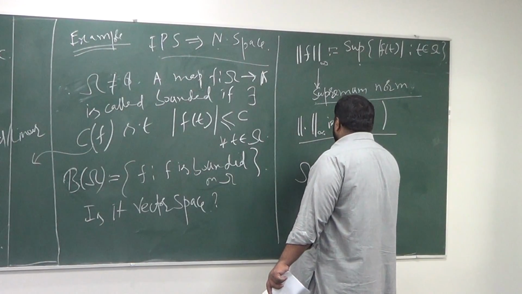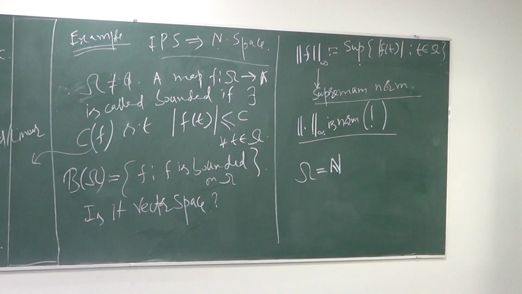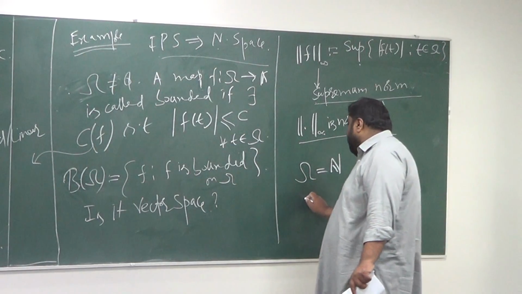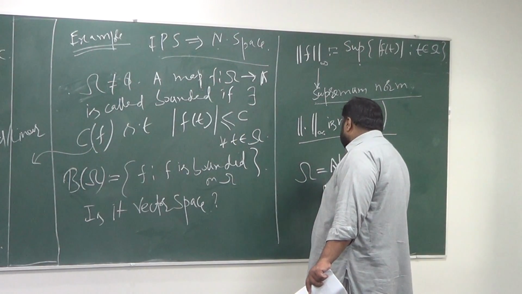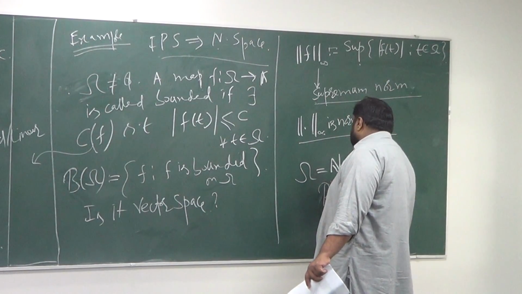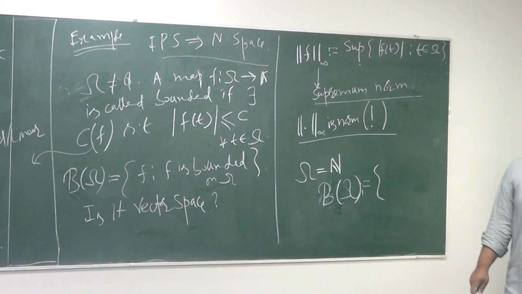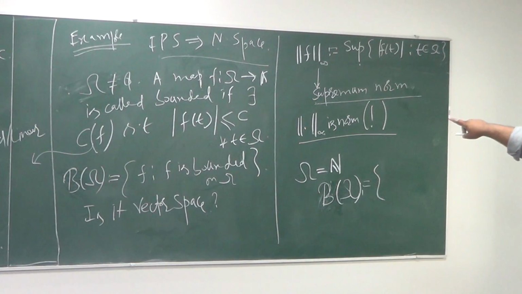Consider omega to be the set of natural numbers. Okay? So if omega is the set of natural numbers, then what will be in B of omega? What will be in B of omega? So F are maps from omega: F1, F2, F3. We compute the supremum over all those F1, F2, F3.